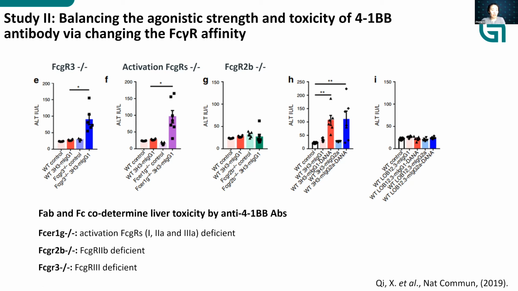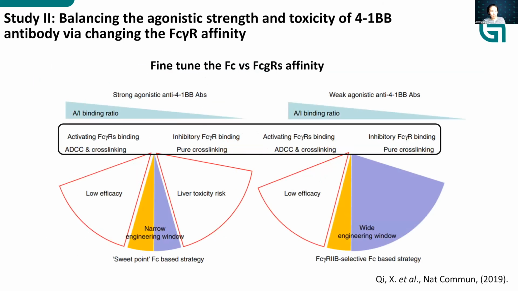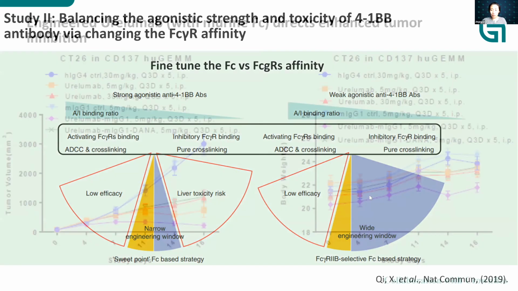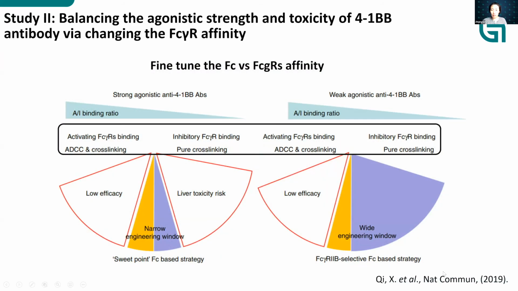So this tells us that both the inhibitory pathway and the activational pathway actually contributed to the efficacy and the safety profile of the high affinity and the low affinity antibody. So as a summary in the paper, you can check if you like.